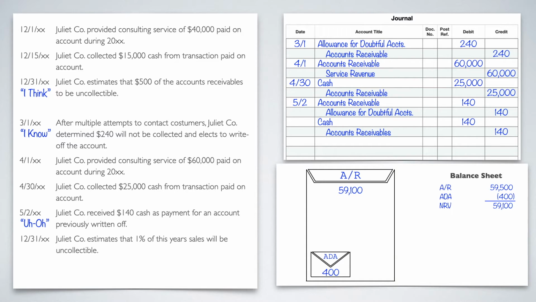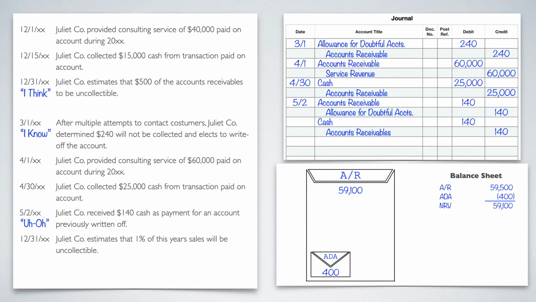We're up to May 2nd. We've done that. Now we're at the end of the year, the very bottom, December 31st. It says that Juliet Company estimates that 1% of the year's sales will be uncollectible. So everything is the same up to this point.